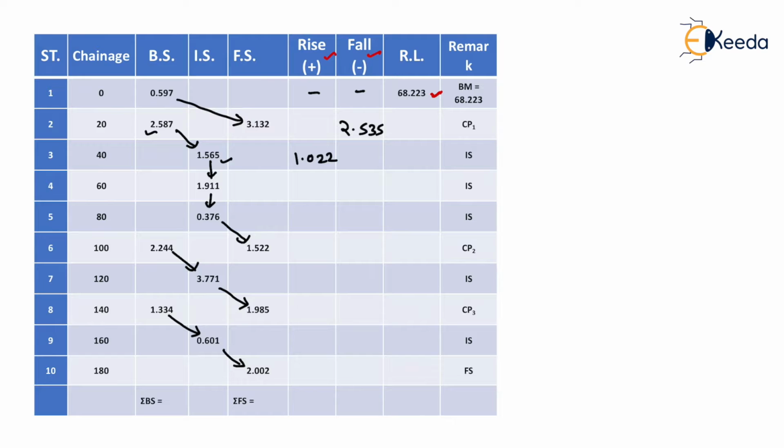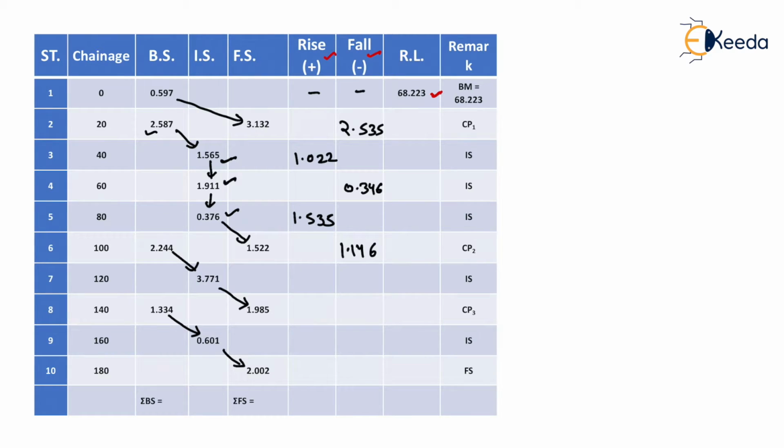Now we will subtract 1.565 and 1.911. The value comes out as negative, that is minus 0.346. So we will write here 0.346. On subtracting 1.911 and 0.376, we will get a positive value as 1.535. So we will write it as 1.535. Similarly, on subtracting 0.376 and 1.522, we will get a negative value, that is 1.146. So we will write 1.146 here.